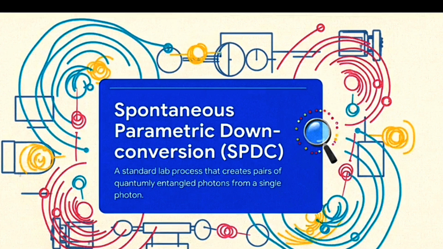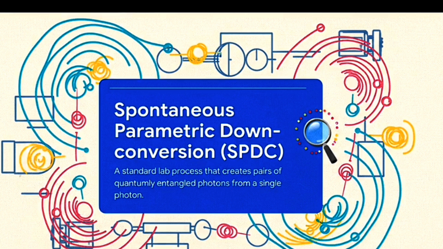Okay, first up is a process with a real mouthful of a name: spontaneous parametric down conversion. Let's just call it SPDC. All you need to know is that this thing is basically the workhorse of any quantum optics lab. It's a totally standard routine method for taking one particle of light, a photon, and splitting it into two new photons that are quantumly linked up. We call that entangled. This is happening in labs all over the world right now.